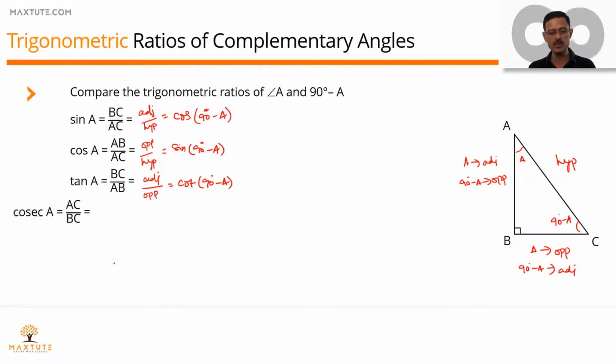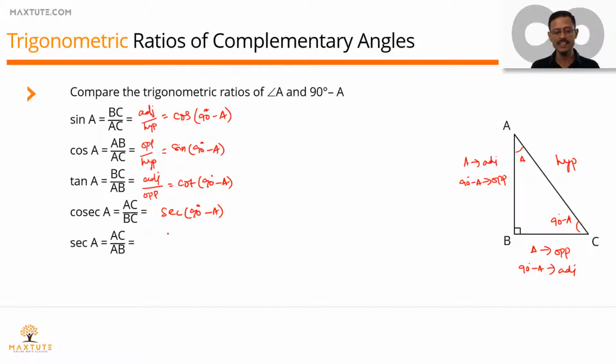When we go to the reciprocals, we essentially have cosecant A equal to secant of 90 minus A, because we are taking a reciprocal for this and a reciprocal for this. Similarly, secant A is equal to cosecant of 90 minus A. We're taking the reciprocal for this, and the reciprocal for the right hand side. And lastly, we have cot A. We have taken the reciprocal of this. The reciprocal of cot is tan, which is equal to tan of 90 minus A.